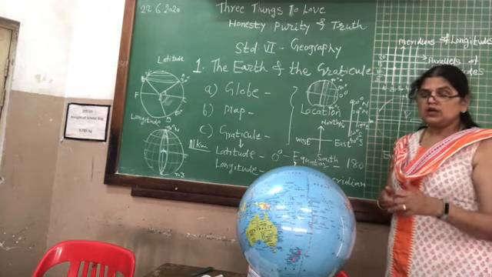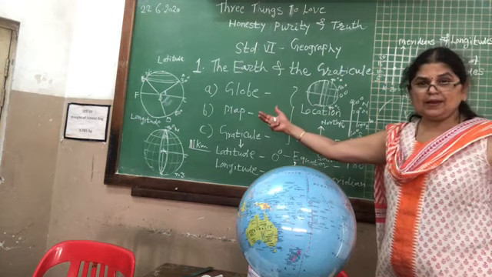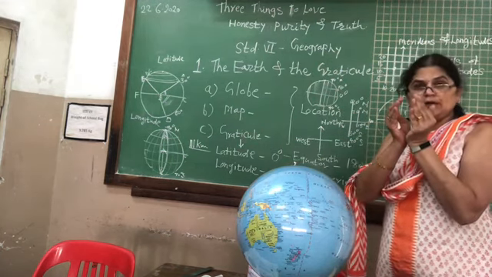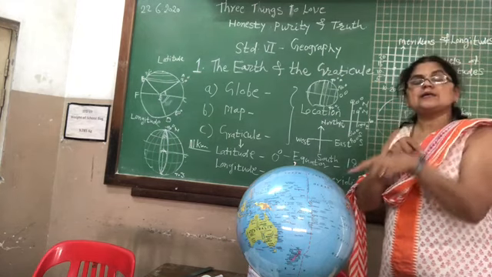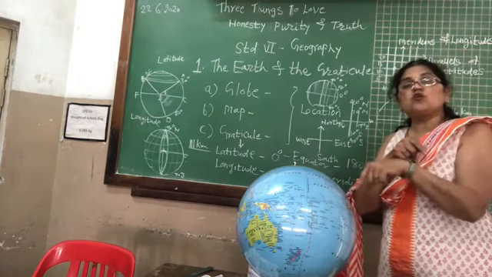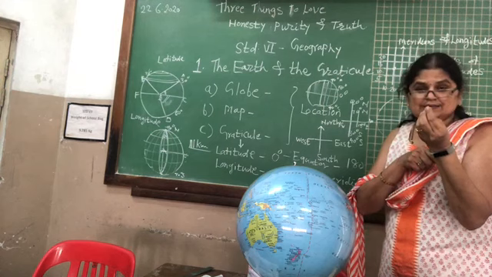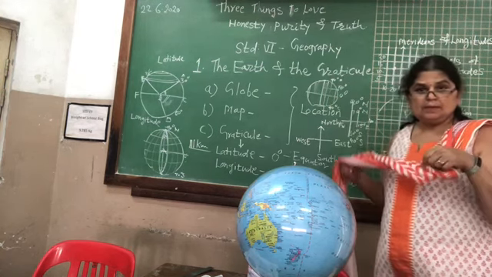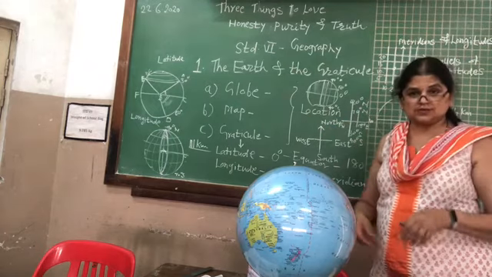And the globe can be big, still bigger, or very small. Like in my keychain, sometimes many of us have a globe on the keychain. It is small in size, isn't it? But we cannot see the whole of the earth.